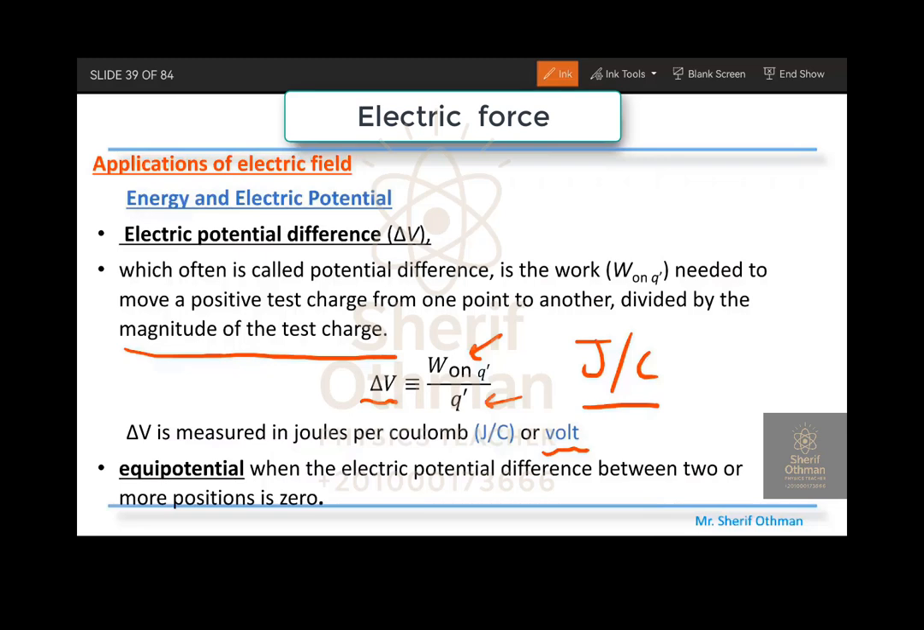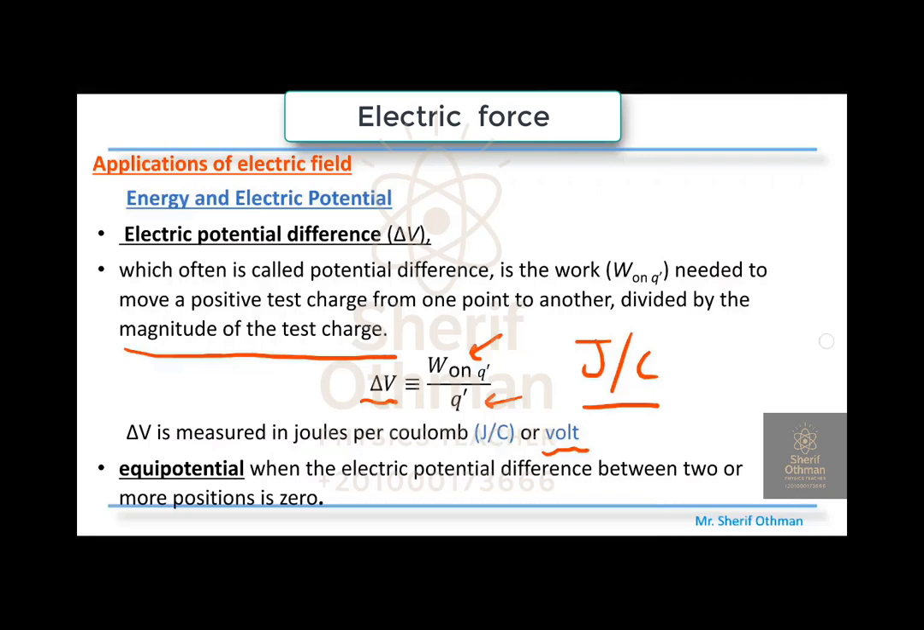Equipotential, guys, is when the electric potential difference between two or more positions is zero. There is no difference in concentration of electric charge. So there is no movement of the charge itself from one place to another place.